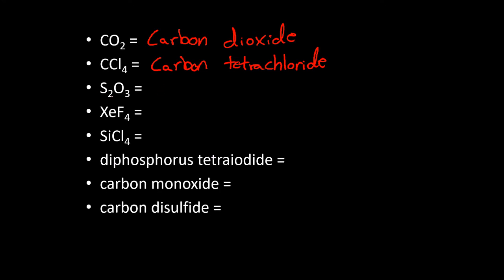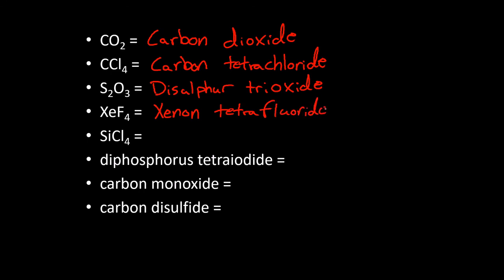Alright, so with the first one here, this is our first example where we do actually need a prefix at the beginning because we have 2 sulfurs. So this is going to be disulfur trioxide. Disulfur, 2 sulfurs, trioxide, 3 oxygens. Next one here we have xenon, and it is just xenon because there's only one of them. Tetrafluoride. 4 fluorines.